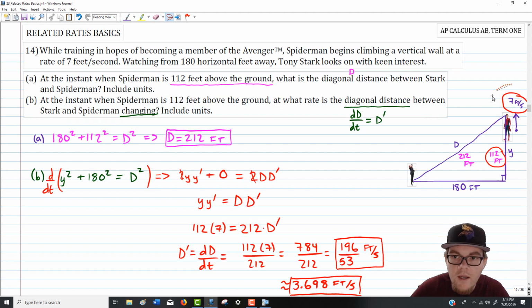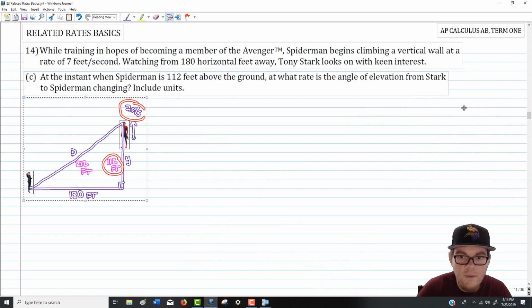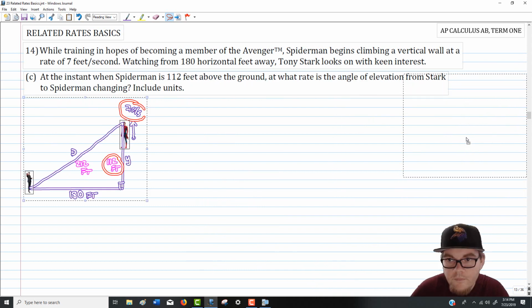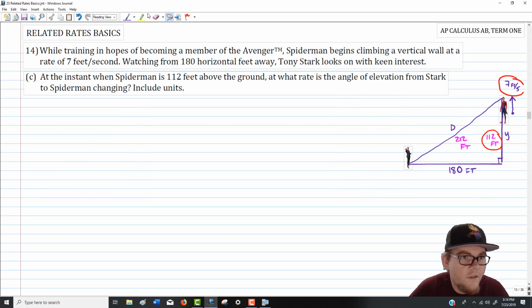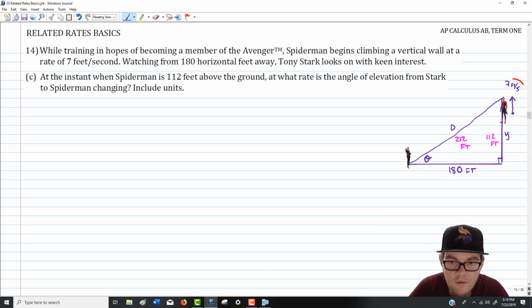And to help me with that, I'm going to go ahead and copy my picture over, because everything else about this picture remains just as accurate as it was. So first of all, there's our picture. I'll just uncircle a couple different things. What we're being asked about this time is not the side lengths themselves. We're being asked specifically about the angle theta there, the angle of elevation from, it looks like, Stark's toes up to where Peter/Spider-Man is on the wall.